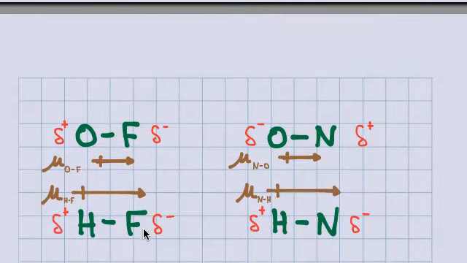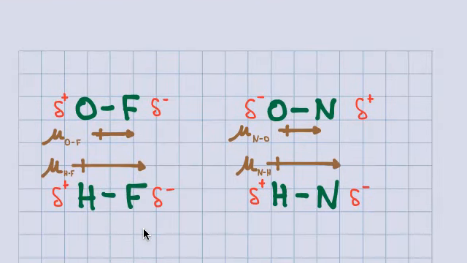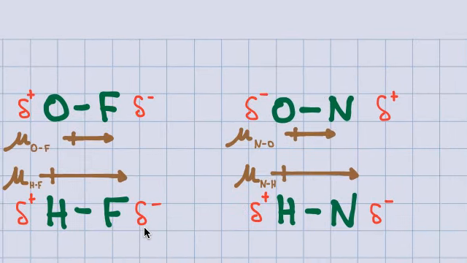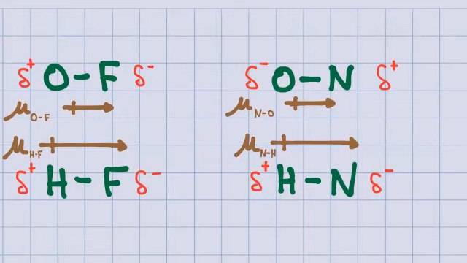Other ways to draw that, to write that, we could say that the dipole moment for the oxygen-fluorine bond is smaller than the dipole moment for the hydrogen-fluorine bond. Little positive, little positive, little negative, little negative. Whichever side is more electronegative gets the delta negative, and the side that's less electronegative, or more electropositive, gets the slightly delta positive.